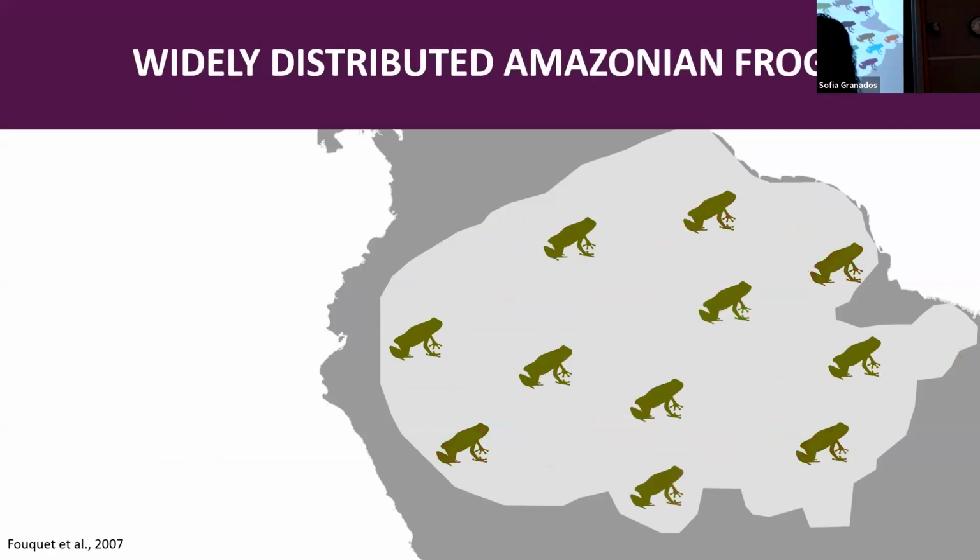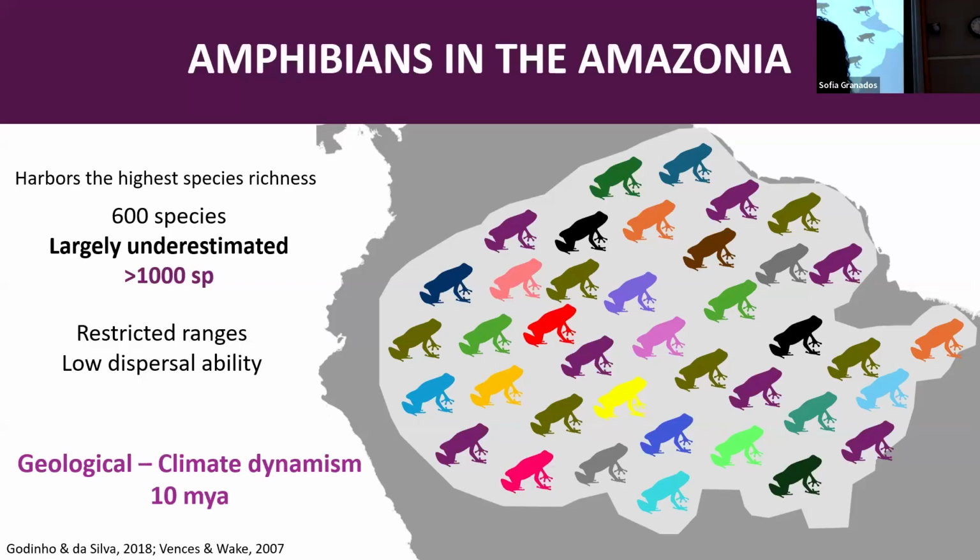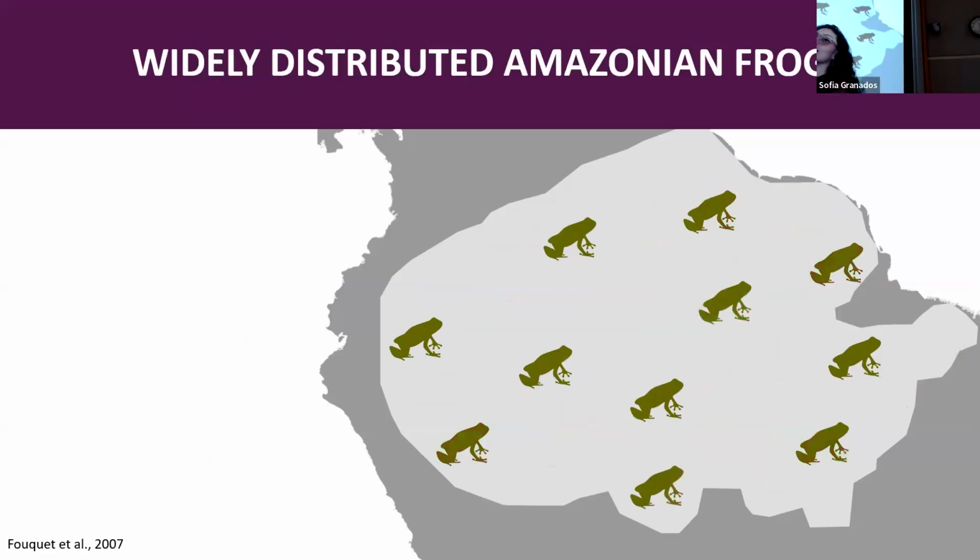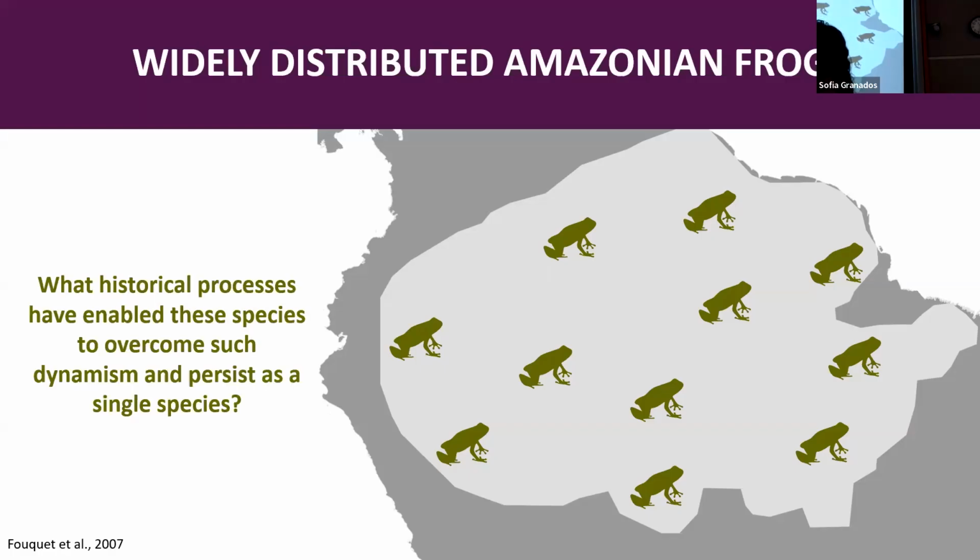Even though we have these restricted ranges, we still find some frogs that are capable of distributing all across the Amazon basin. This is very weird, and that's why I am interested in what's going on with these frogs that are able to just be there. So one of my questions is, what are the historical processes that have enabled these species to overcome this dynamism and still to this time persist as one single species?